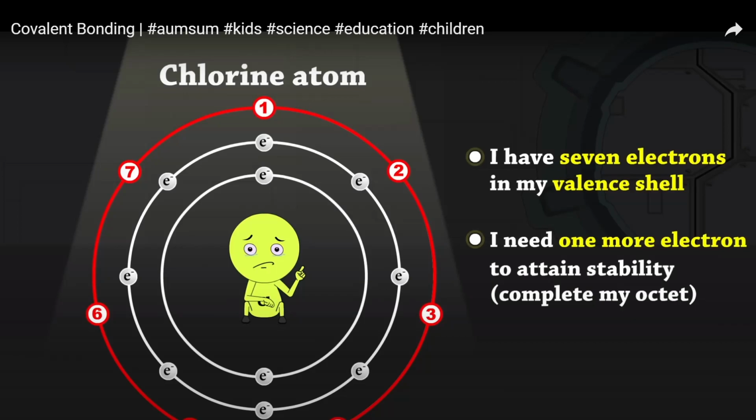So it needs one more electron to attain stability, in other words, to complete its octet. Now, what the heck is this octet? Yes. It's full 8 electrons in the valence shell. So you'll hear that word a lot. A complete octet means it has a complete valence shell, because almost all atoms need 8 electrons to complete their valence shell, except for who? Hydrogen and helium only need 2.